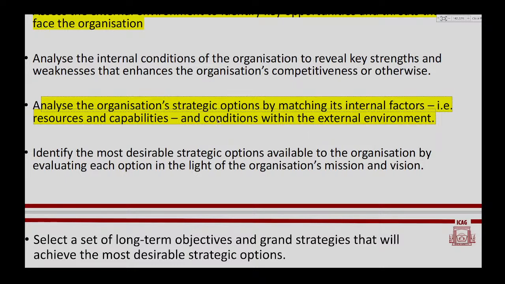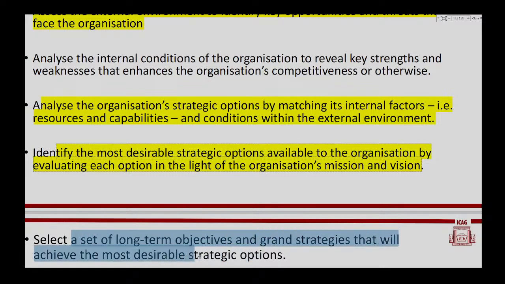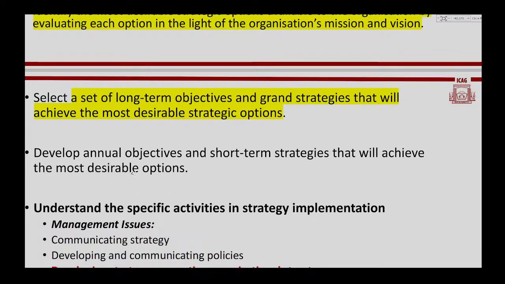So from there, you now identify the most desirable strategic options available to the organization by evaluating each option in the light of the organization's mission and vision. And this is where you have to look at the options that are available, check whether they are suitable, they are feasible, they are acceptable, right? They are desirable by the stakeholders. You check all that. Then you select a set of long-term objectives and grand strategies that will achieve the most desirable strategic option. Is that okay? So you now develop annual objectives and short-term strategies that will achieve the most desirable options.